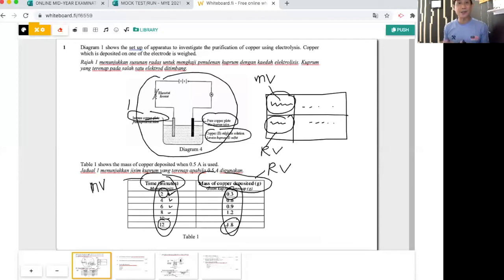So how do we amend that answer? Simple. At minute 12, let's say you are so interested in minute 12. So just say, at minute 12 the mass of copper deposited is 1.8 gram, full stop, full mark. So there you have it.